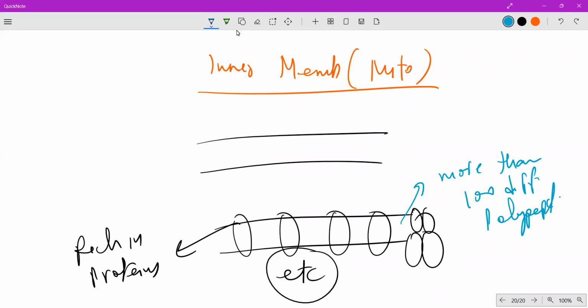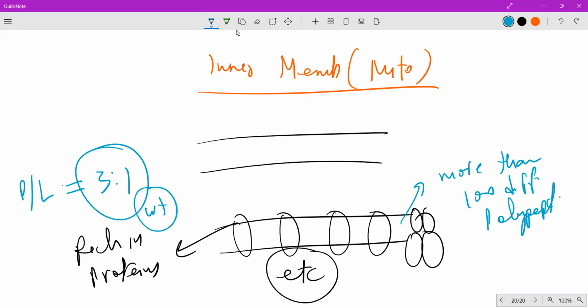And if you look at the protein lipid ratio in the inner membrane, we know protein lipid ratio is very high. It is approximately 3:1. That means we have 3 times more proteins in comparison to lipids in the inner membrane. This is by weight, not by numbers, by weight. That means the inner membrane has more proteins.